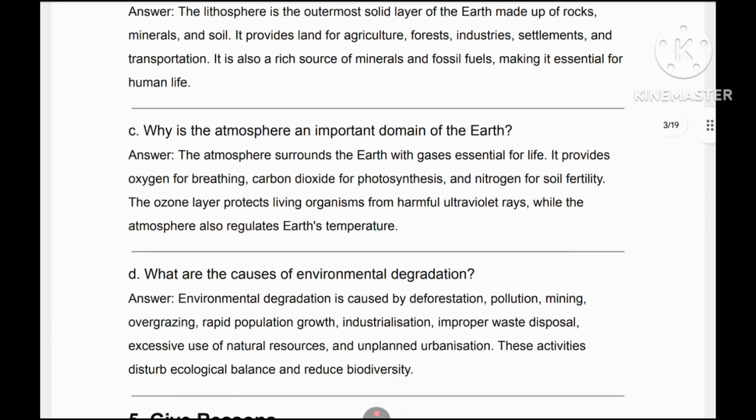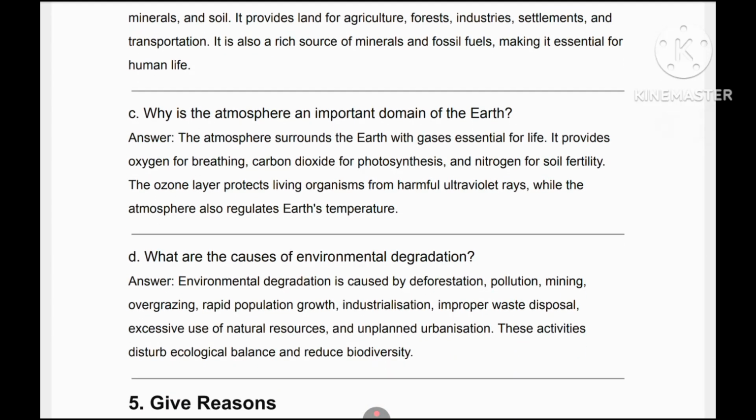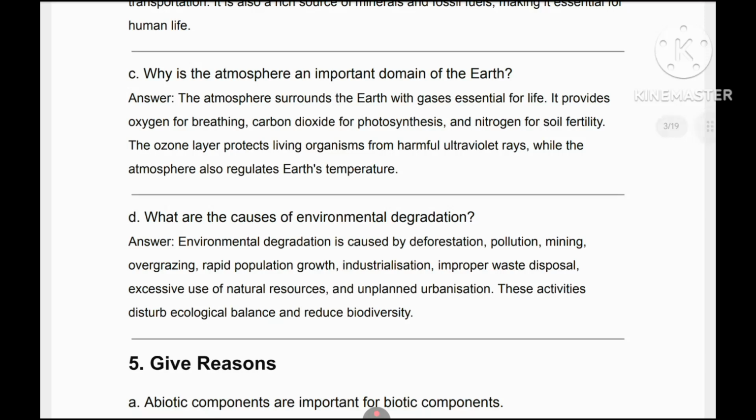Why is the atmosphere an important domain of the earth? The atmosphere surrounds the earth with gases essential for life. It provides oxygen for breathing, carbon dioxide for photosynthesis and nitrogen for soil fertility. The ozone layer protects living organisms from harmful ultraviolet rays, while the atmosphere also regulates Earth's temperature.